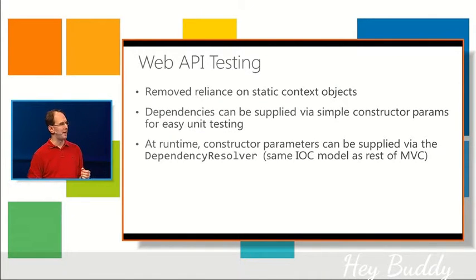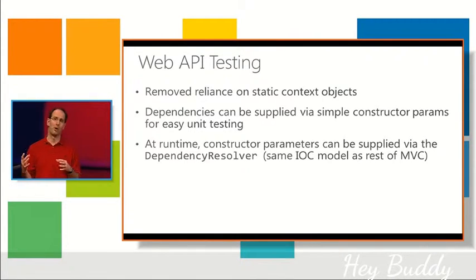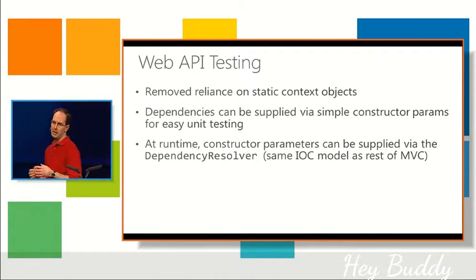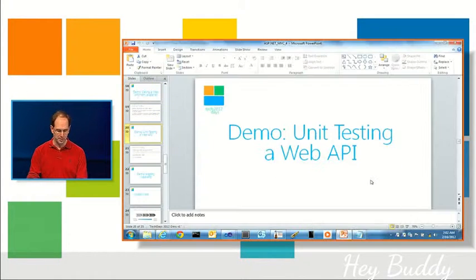Basically all your dependencies can now be supplied by simple constructor parameters, and you don't actually need to ever simulate a method call on any of these objects. And at runtime, Web API integrates with a standard ASP.NET dependency resolver, so you can plug in whatever dependency injection framework or IOC container you want to use in order to resolve references at runtime.